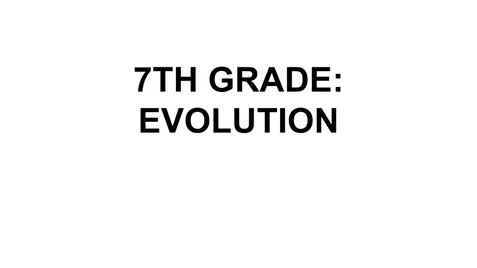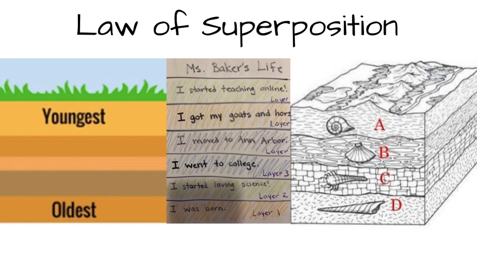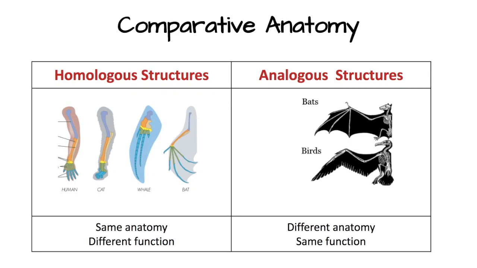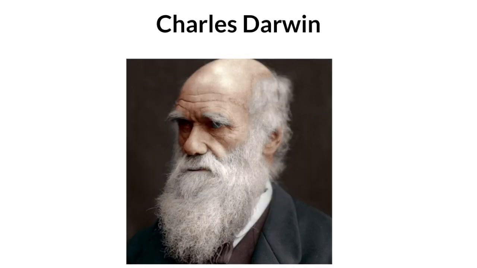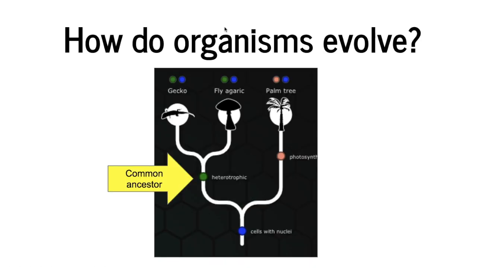Welcome back to our evolution unit. So far we've talked about geologic time, the law of superposition, comparative anatomy, and a scientist named Charles Darwin who came up with an idea to make a diagram to show how different organisms have a common ancestor. Today we'll ask ourselves, how do organisms evolve?